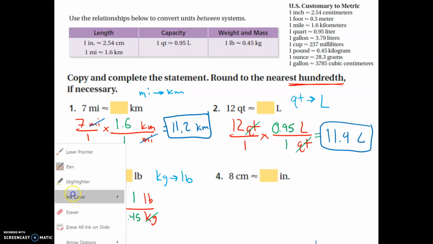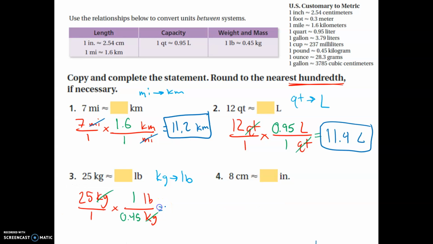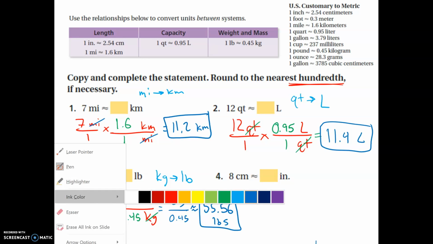We're actually not going to just go ahead and divide. We want to see what the problem is before we do the division. We want to write this as a division problem before we do division. So 25 times 1 is 25. 1 times 0.45 is 0.45. Now you can see that this is clearly division. And when you do your division on your calculator, you get a repeating number. So we want to round to the nearest hundredth. So that would be 55.56 pounds. Okay. All right, I want you to pause the video and try number 4 on your own. Please talk to your neighbor about it too.